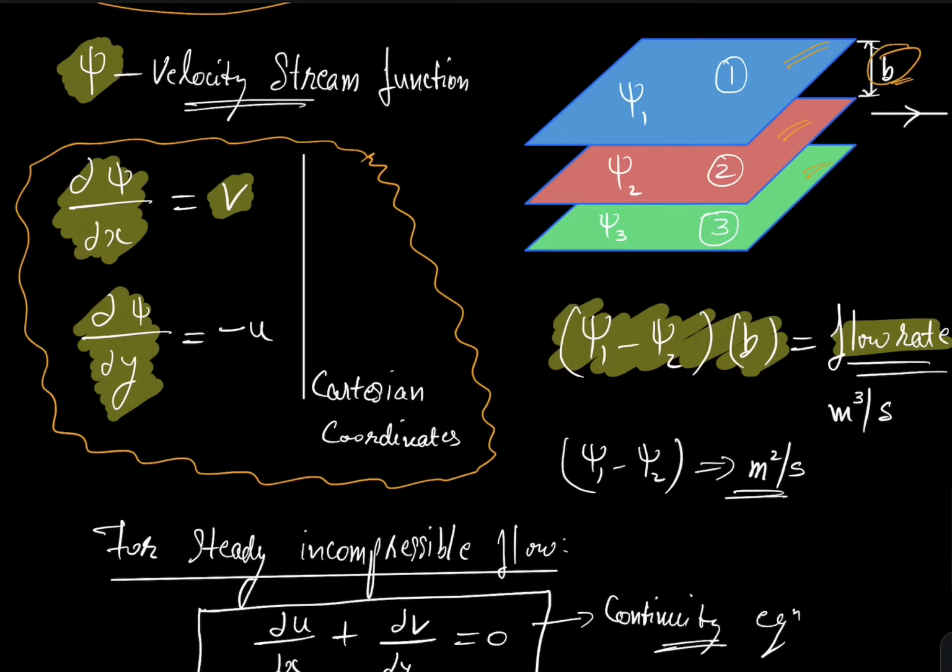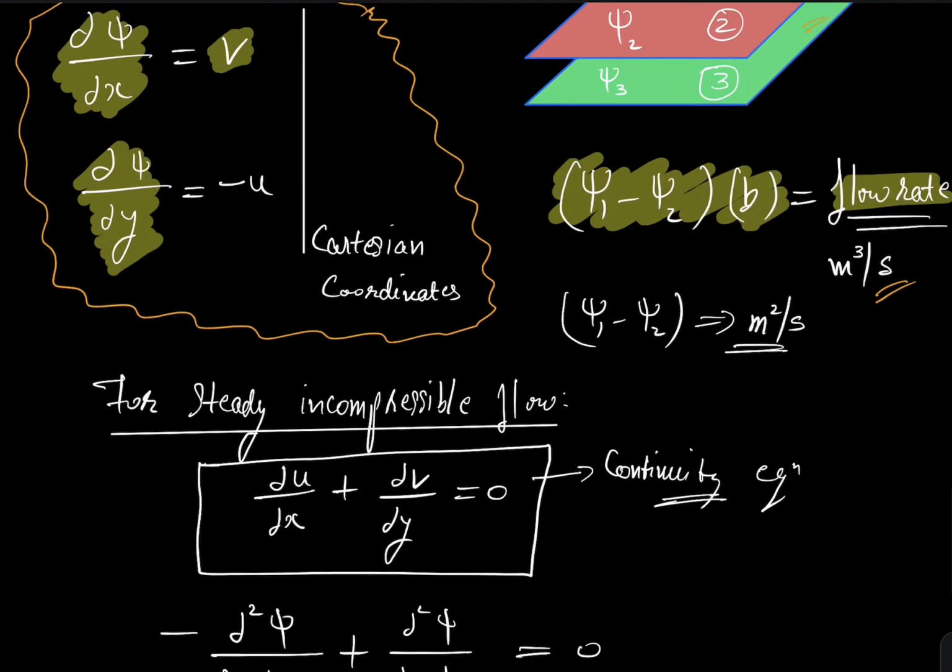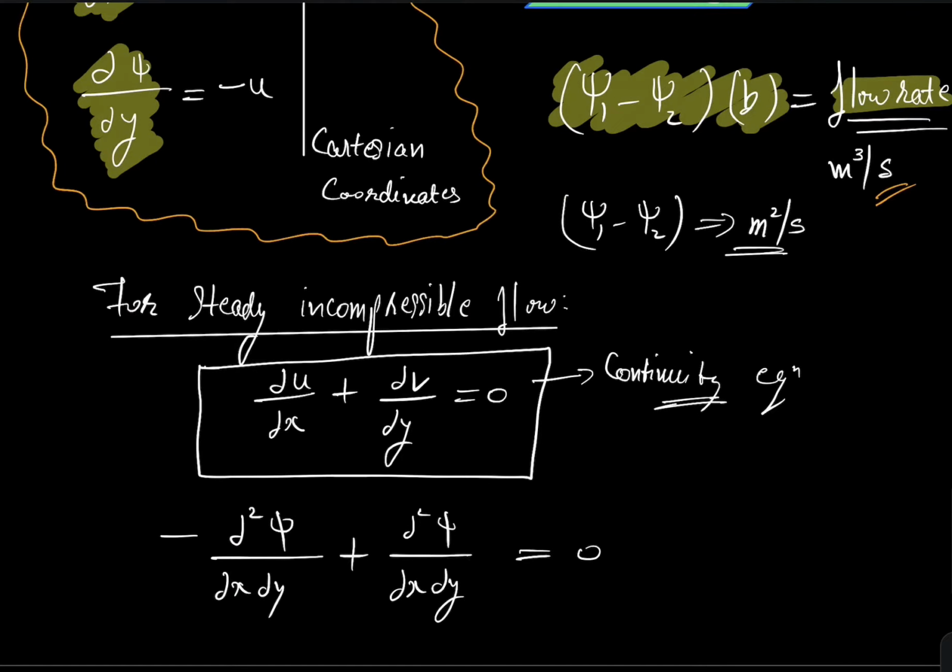Let's say here this distance is a. Fine. Then what will be the flow rate between psi 1 and psi 3? It will be psi 1 minus psi 3 multiplied by a plus b. That will give us the flow rate in meter cube per second. Fine, in meter cube per second. And psi 1 minus psi 2 will have dimensions of meter square per second.